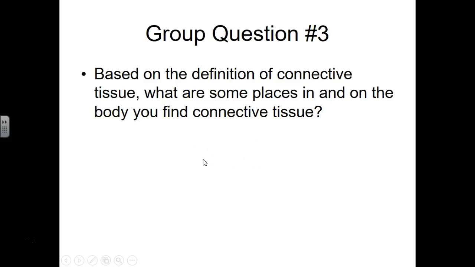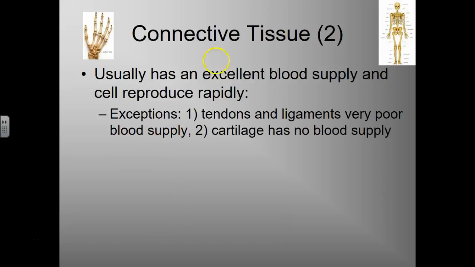Okay, so hopefully you found some different places. Connective tissue, you might be thinking tendons, ligaments, we obviously said bone. Also fat tissue, blood vessels, blood tissue. Hopefully you put something down like that. So we'll explain a little bit more.